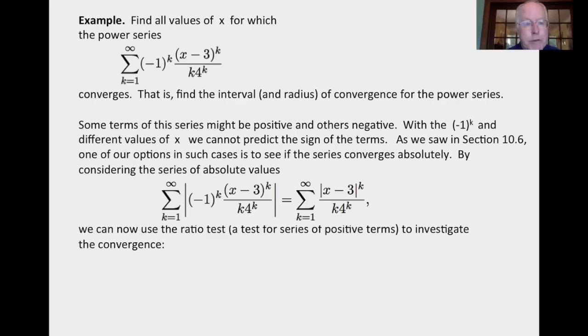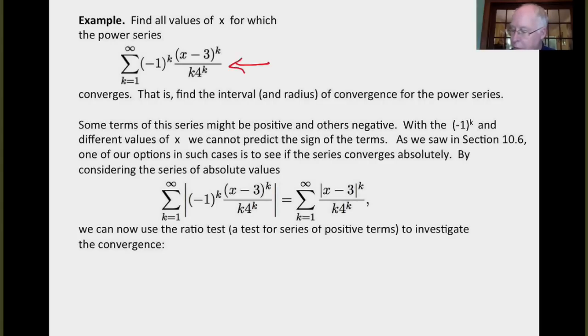Because some terms of this series might be positive and others negative, we have to be a little careful. With the minus 1 to the k power and the different values of x, we cannot predict the sign of any term. So as we saw in section 10.6, when we studied alternating series, one of the options in such a case is to consider the series of absolute values and see if that series converges. So what we've done here is we've taken the power series we're concerned with and replaced it by the series where we've taken the absolute value of every term. And with the absolute value signs, the minus 1 to the k becomes irrelevant. And so we're really looking at this slightly simpler form.